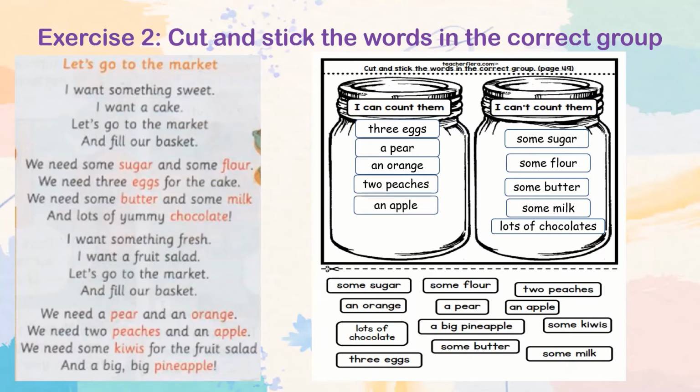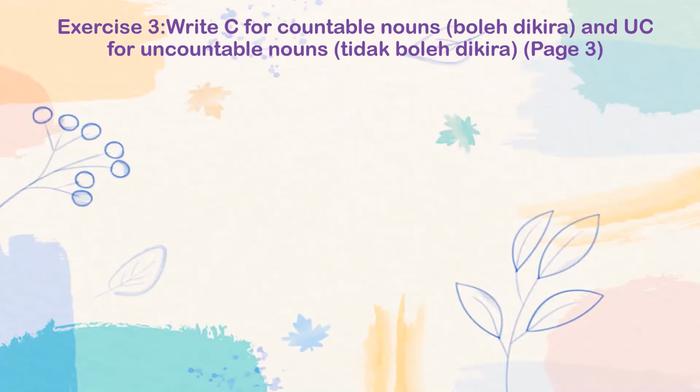I need some kiwis, beberapa kiwi. Okay, so kiwis, yang ini mereka tidak menunjukkan bilangan 1, 2, 3 tapi dia menunjukkan beberapa, but still we can count the fruit. Kita boleh kira buah kiwi. So it is countable. I can count them. And a big pineapple, 1 pineapple, okay, so I can count them. It's countable.